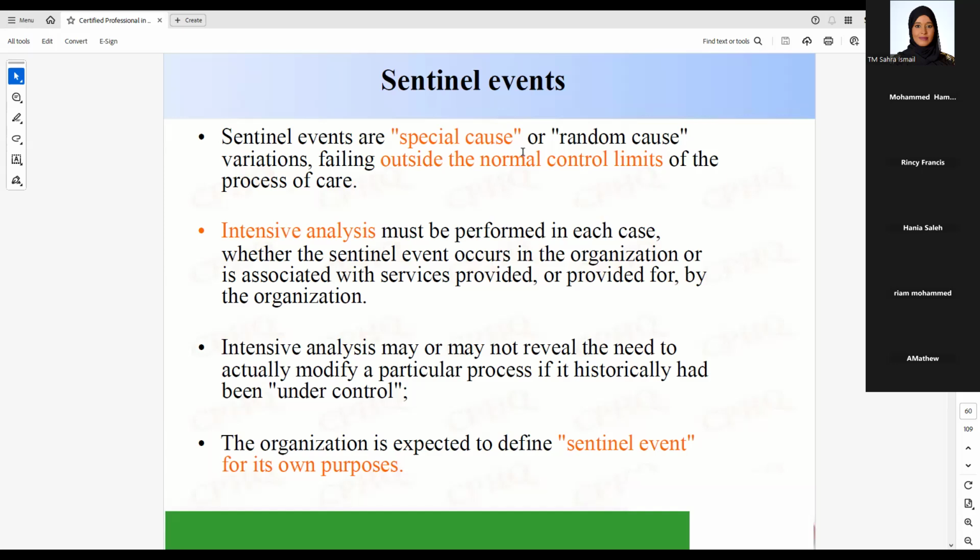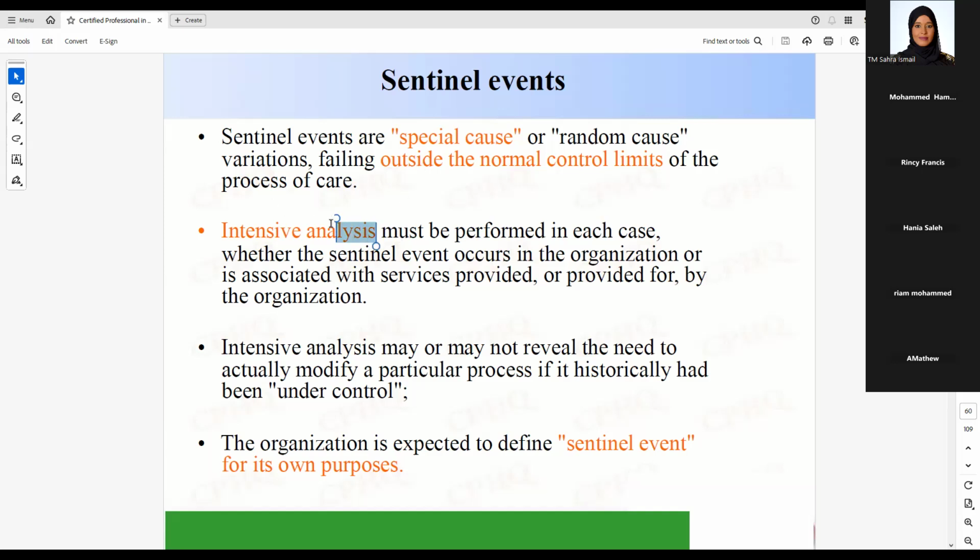Yes. So outliers. You can either call it a special cause, or here they say it's a random cause that happens outside the normal control limit, which means it's an outlier. It's something that happens. It's very clear. You can pinpoint the reasons why it happened when it is a sentinel event, and it's very easy to identify and signal out.